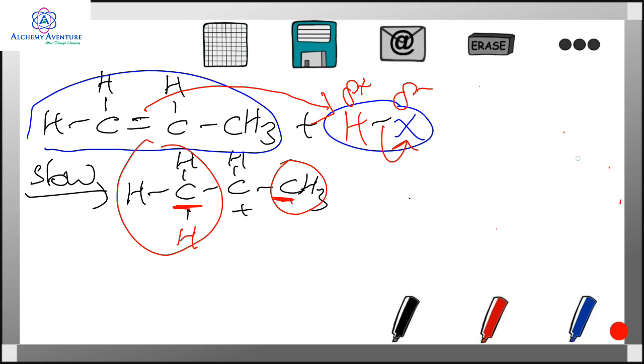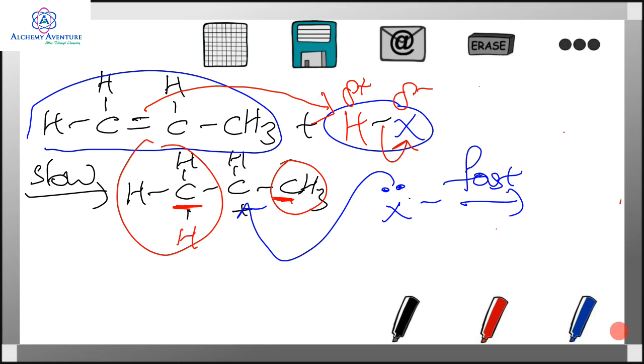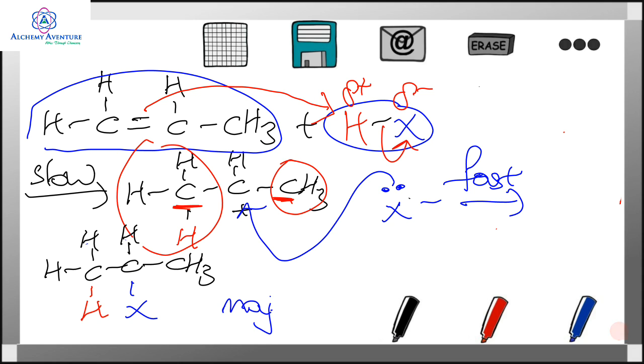Now, due to the heterolytic fission of the HX bond, besides the formation of carbocations, X minus is also formed. So, there is mutual attraction between the positive charge carbocation and the negative charge X minus. Therefore, this is a fast step and we will form this. Okay, I think I should use a black ink. We will form this as the major product. With that, I conclude today's video.